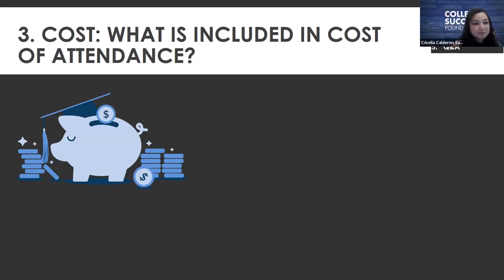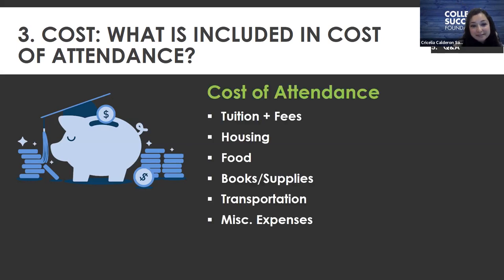Okay, we'll move on. When discussing cost of attending a college, it is important to consider all of the costs that may be incurred by attending each school. This is known as cost of attendance. This includes tuition and fees, books and supplies, housing, food, transportation, and any other miscellaneous expense.